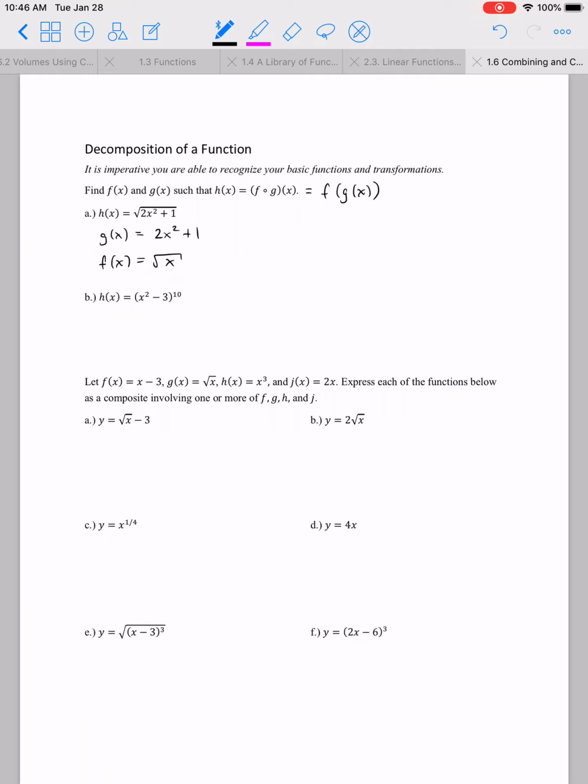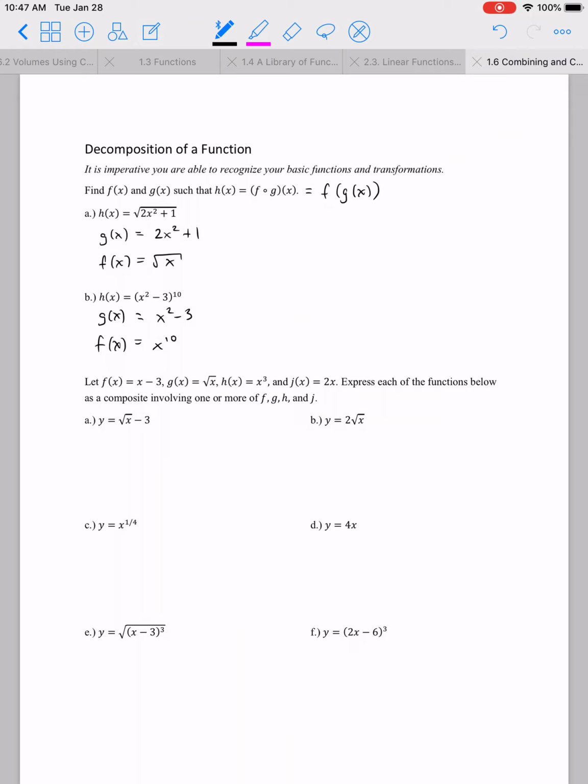Okay, we're going to decompose it, and so if we look at this one, we actually have a couple of options here. I mean, we have a couple options in the first one too, but how about this? What if we did g of x and f of x? To me, I see that x to the 10th on the outside, so I want to make this an x to the 10th. And then I just need to replace the inside, so I'll make this x squared minus 3.